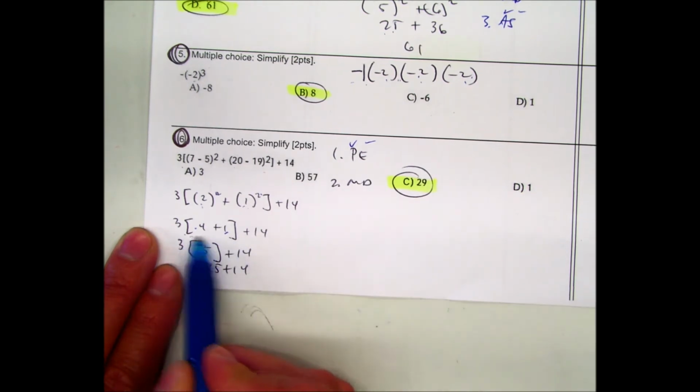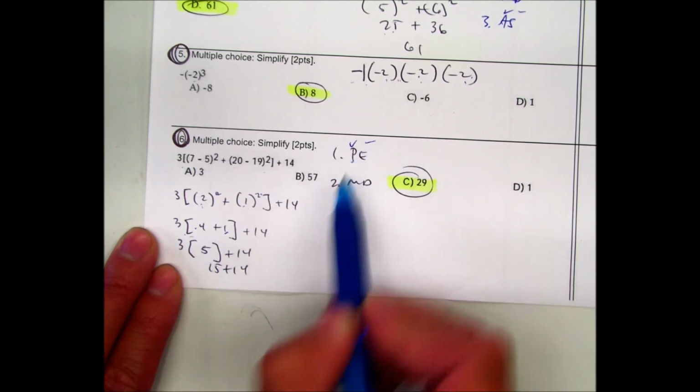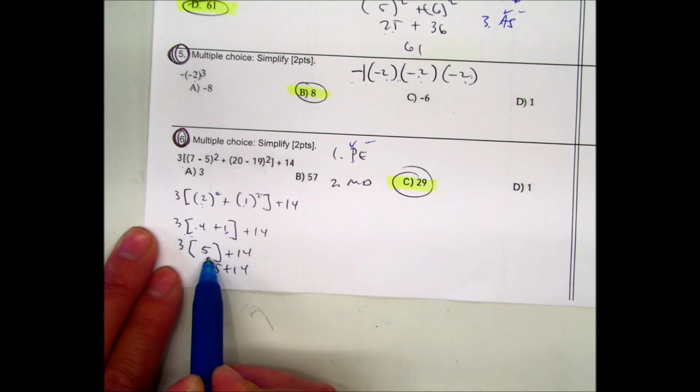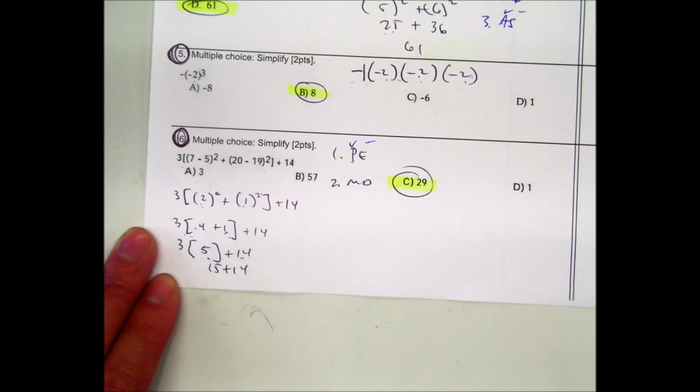Now, this is still a bracket, so you're still in this first category right there. So 4 plus 1 is 5. Now, you can't do this because that's addition. You need to multiply. 3 times 5 is 15, plus 14 gives you 29.